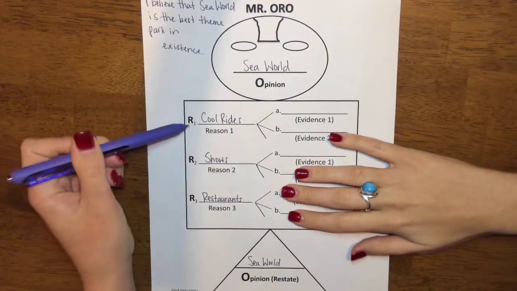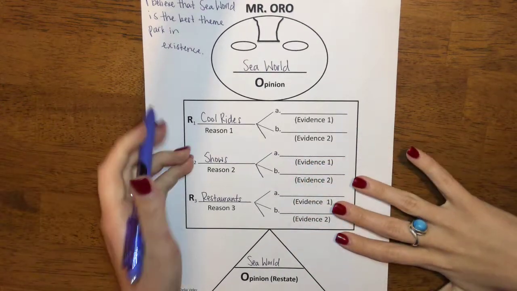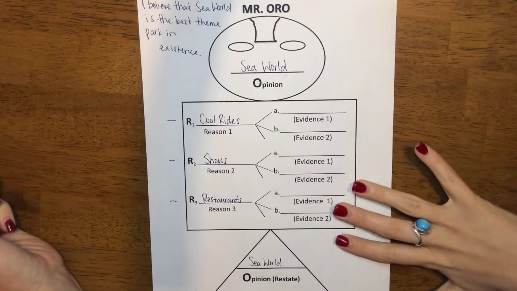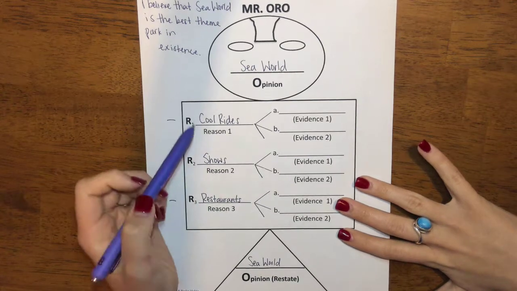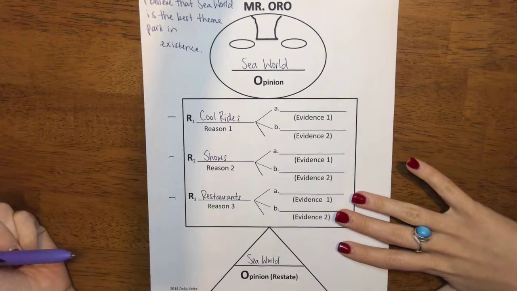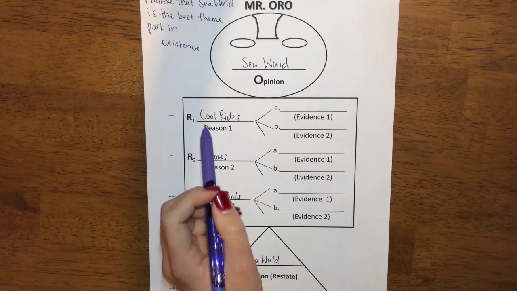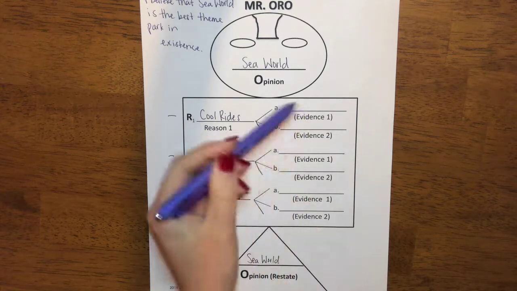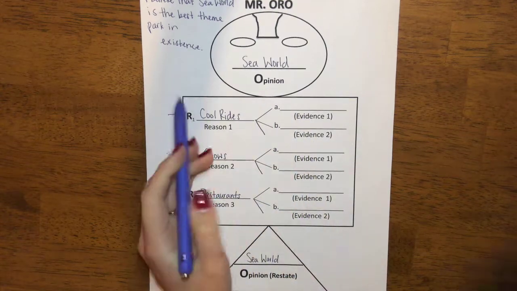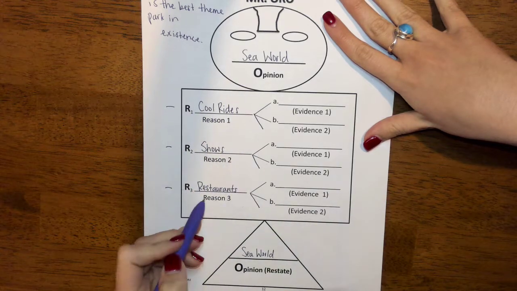So the middle part of Mr. ORO is going to be your reasons. You're going to need to choose 3 reasons why you think your theme park is the best. I have chosen that SeaWorld has cool rides, that it has good shows, and that it has restaurants. But I can't even stop there. If you look, you'll see that over here on Mr. ORO's right side, you have your evidence. So these are going to be the main ideas of each of my middle paragraphs.